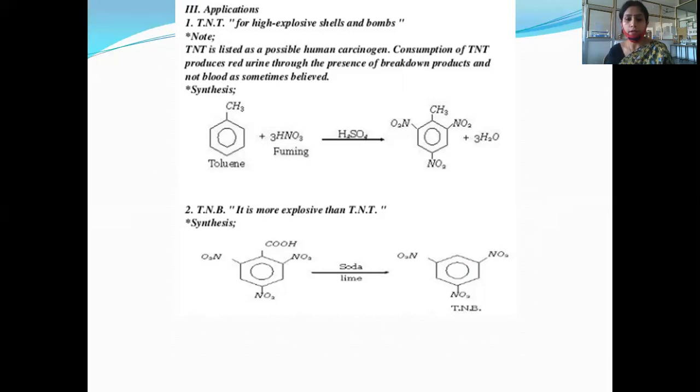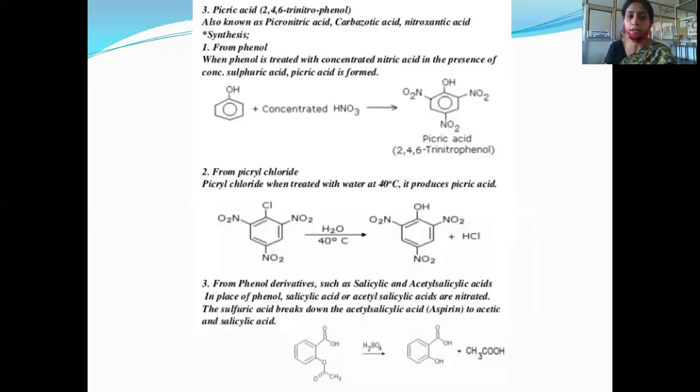Then there is TNB, that is trinitrobenzene also. It is even more explosive than TNT. So when this carboxylic acid with 3 NO2 groups is reacted with soda lime, then the COOH group is removed as carbon dioxide and we get trinitrobenzene, that is even more explosive than TNT.